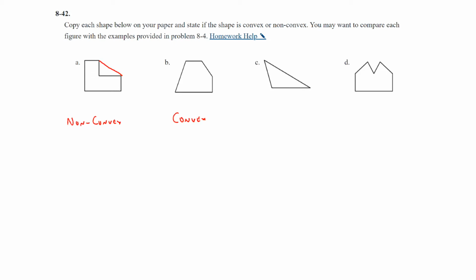And so once again, no matter where you draw your lines from vertex to vertex, they will always be inside, so that's what makes it convex. C will also be convex as well for the same reason. And then D will be non-convex, because up top here, right there, you're going to have an issue in terms of it not being inside as well.